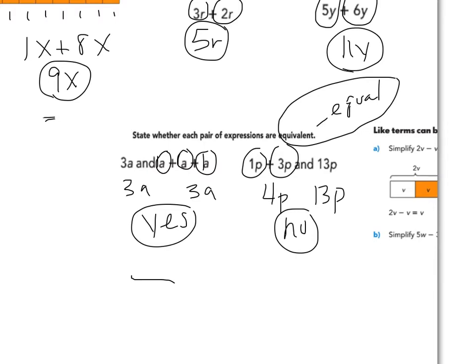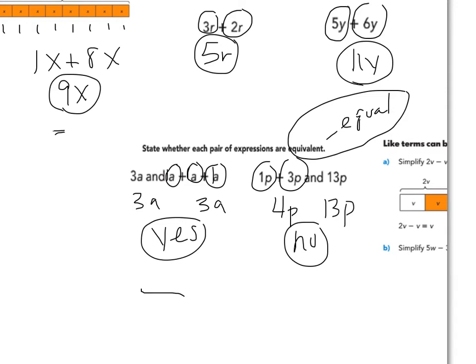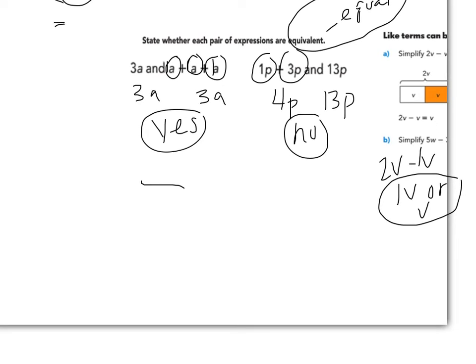Okay, and let me see, this one's getting thrown off. So let's see what it says. We have 2v minus v. So now we're not adding them, we're subtracting. So remember, there's an imaginary 1 here. Subtract your coefficients this time. So 2 minus 1 would be 1v, or you could just put v. Remember, you do not need to put the 1 there. All right, and since those kind of came off, let's do the next one.